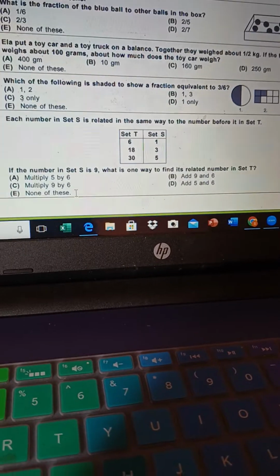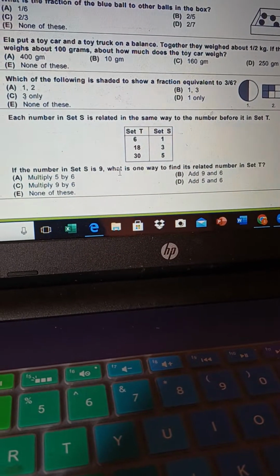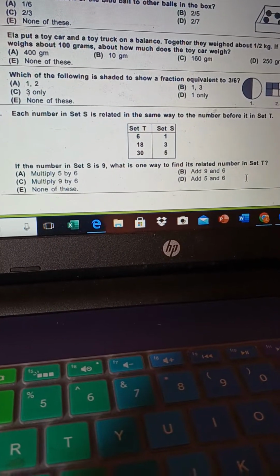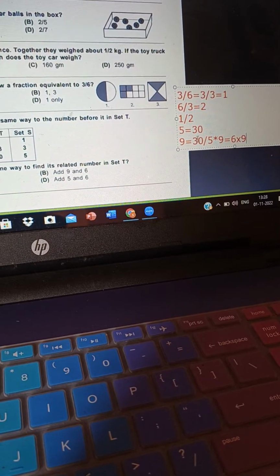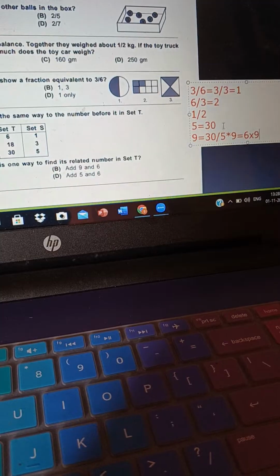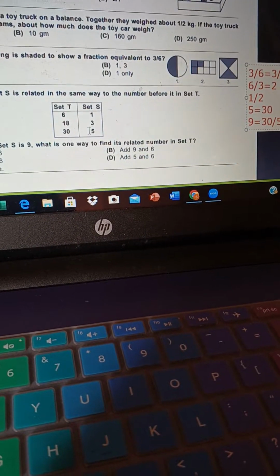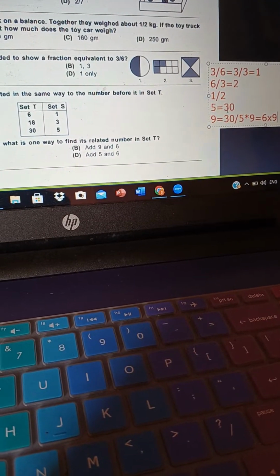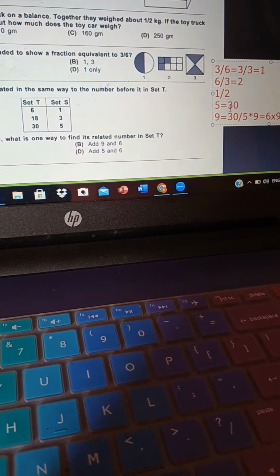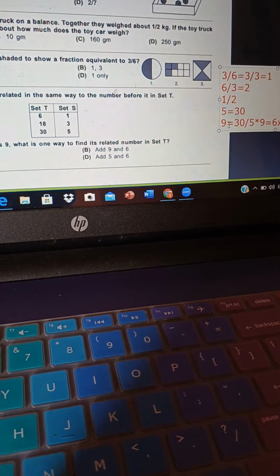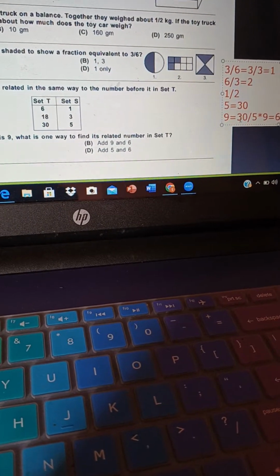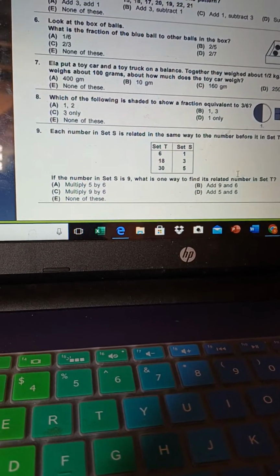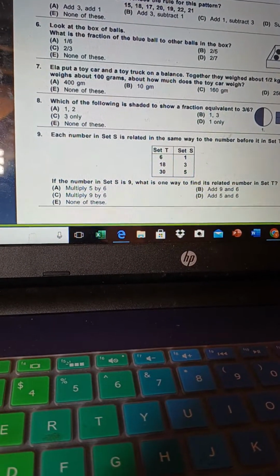Just keep in mind one thing, everyone. Always look which number you have to find out. That is, if you have to find out set T, you have to write it on the right hand side. For example, 5 of set S is equal to 30 of set T. So set T you have to write on the right hand side. 5 is equal to 30, so 9 of set S is equal to how much of set T. I hope this is clear to everyone. Now we will proceed to the next sum.